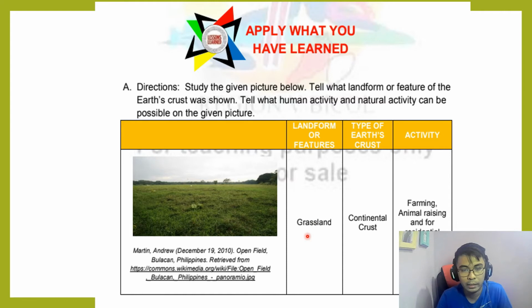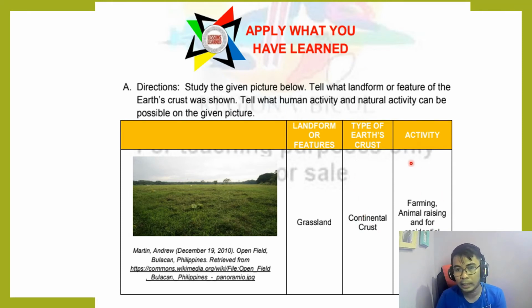So as I have said, in this case, we have grassland. For the third column, you need to write the type of Earth's crust. Okay? So obviously, itong grassland na to will fall under the category for continental crust. Okay po. So yun yung lalagay. We have two options for our third column po. Either dalawa lang yan, continental or oceanic crust.